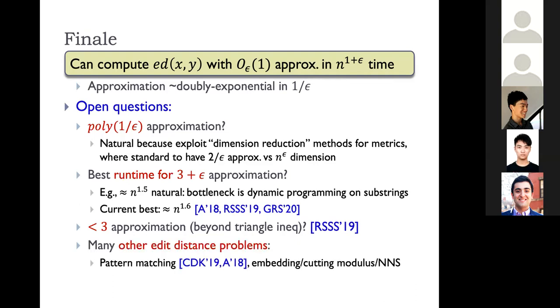And of course, there are many other edit distance problems, or problems where edit distance is featured. Let's say pattern matching: we have a text and a pattern, and you need to compute the distance from the pattern to every substring of the text. Some of these tools can be applied to that problem as well, but there are other questions, especially related to nearest neighbor search, where the approximation factor is very far away from a constant, and it would be very nice to improve that. And I'll finish here.